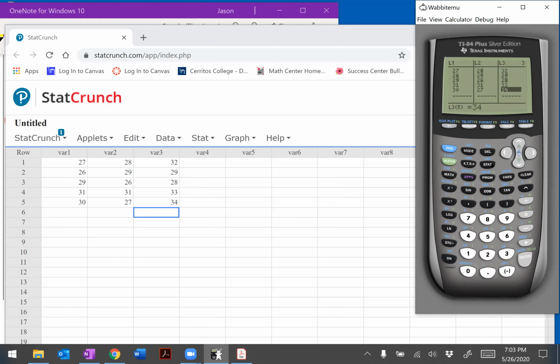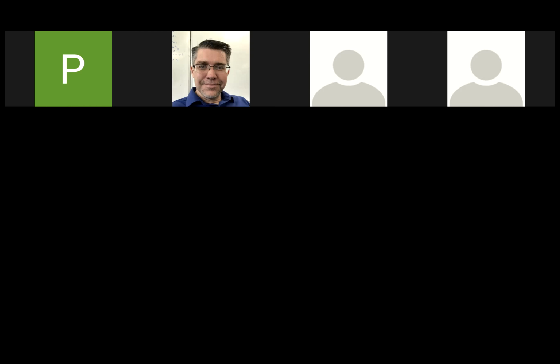Now again, we're going to go to stat, tests. I'm going to arrow up and hit enter. And I have to tell it which list I want to use, and close my parentheses, and it gives me the exact same F statistic and the same p-value. And I am good. So I'm going to stop my sharing at this point.